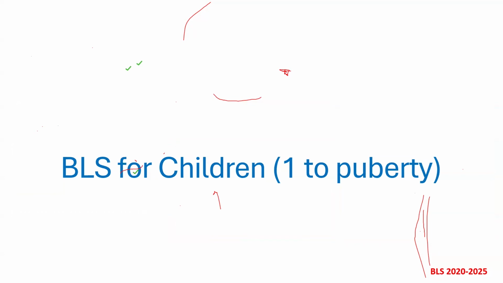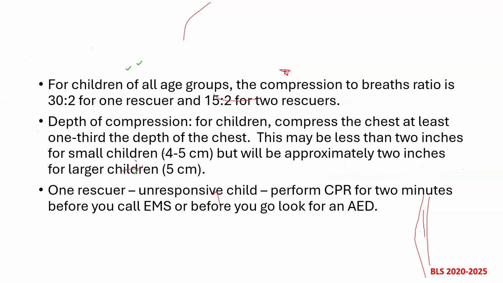Let's move on to basic life support for children, 1 year to puberty. For children of all age groups, the compression to breath ratio is 30 to 2 for one rescuer. If there are two rescuers, 15 compressions and 2 breaths. Just keep that in mind. The 30 compressions, 2 breaths is across the board. And if you have 2 rescuers for children, the number changes: 15 compressions, 2 breaths.